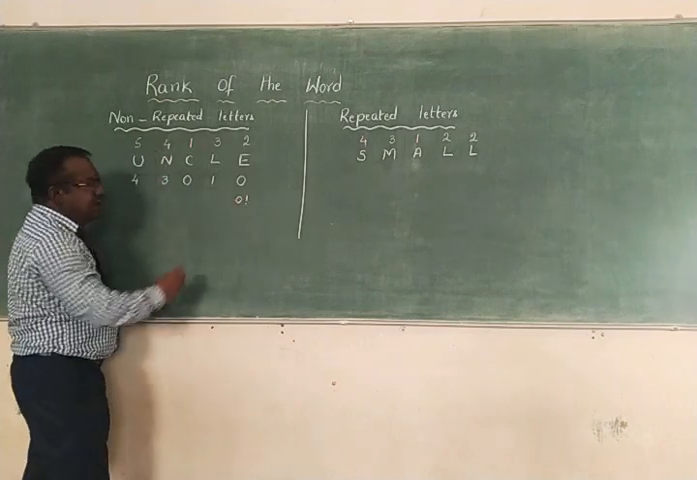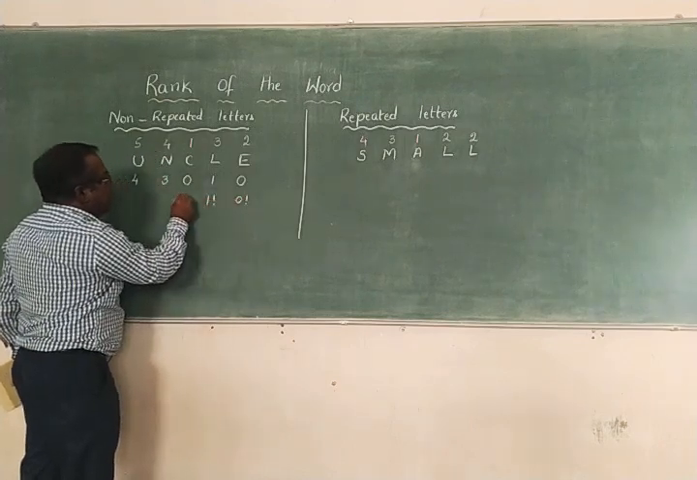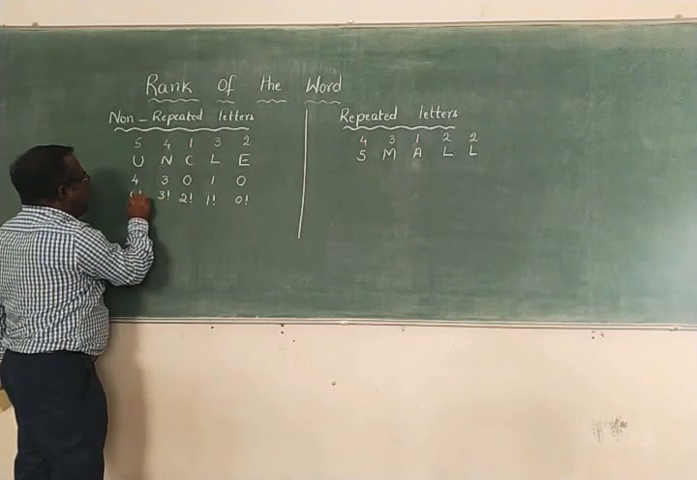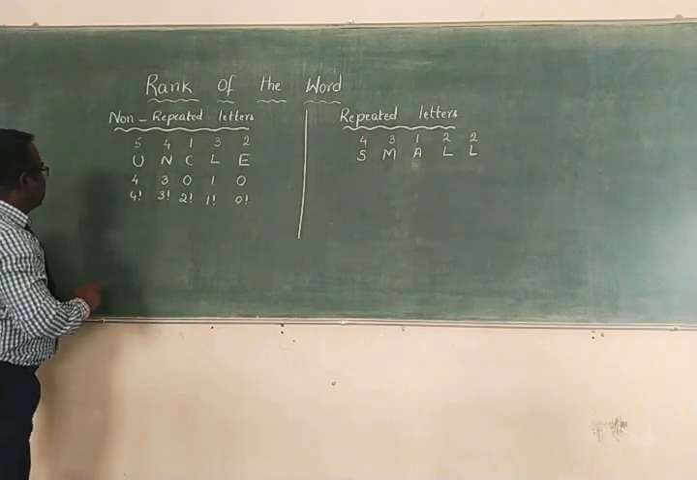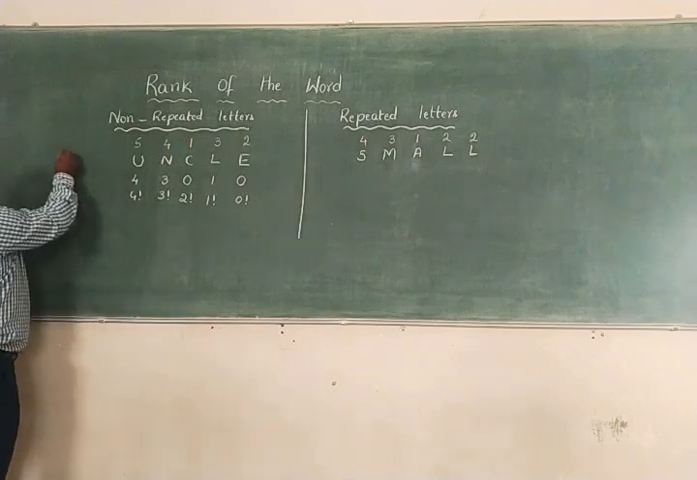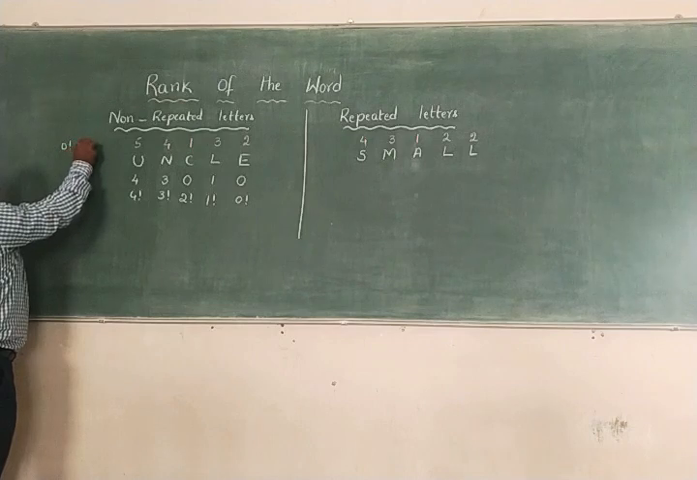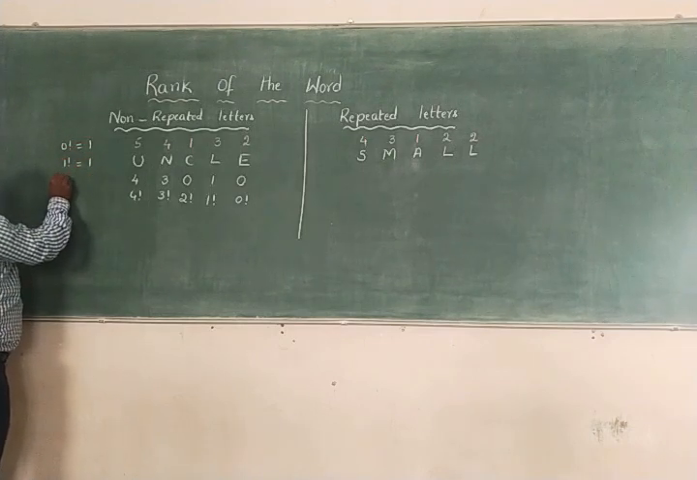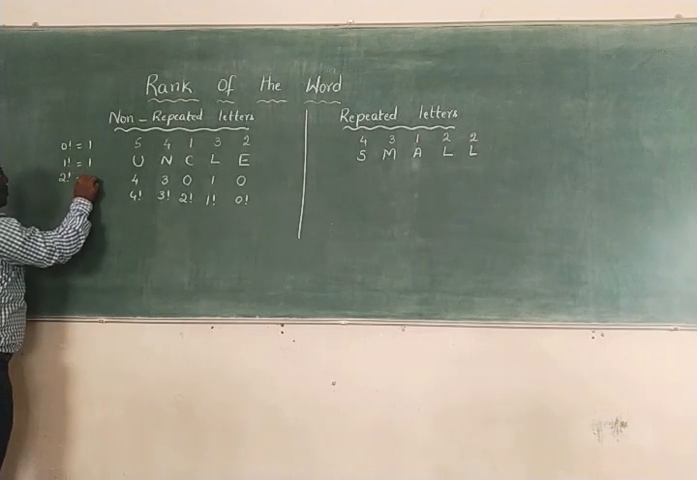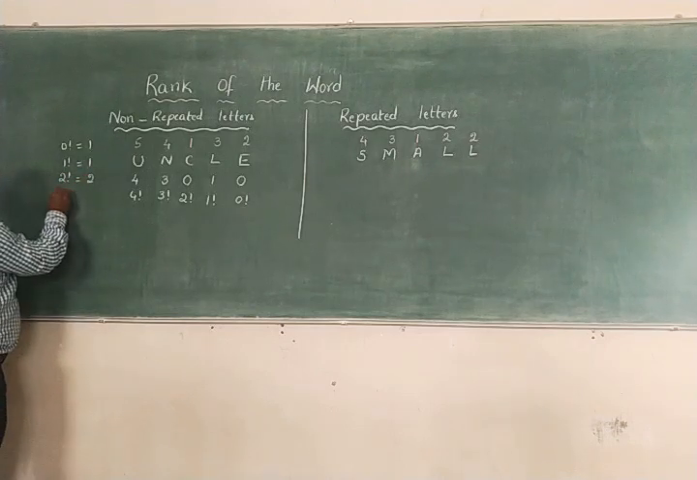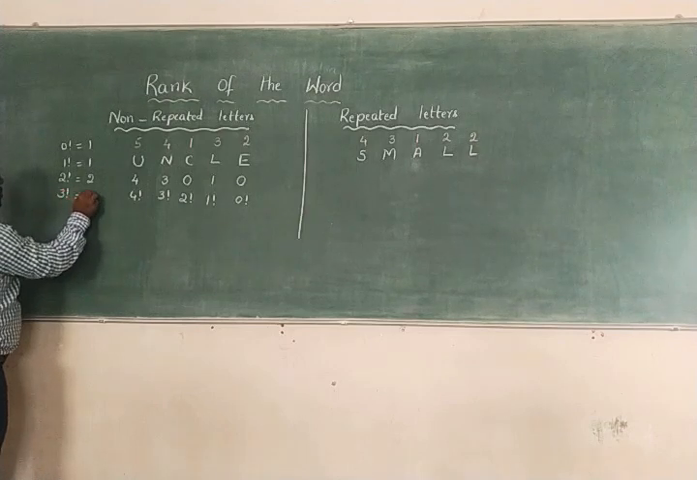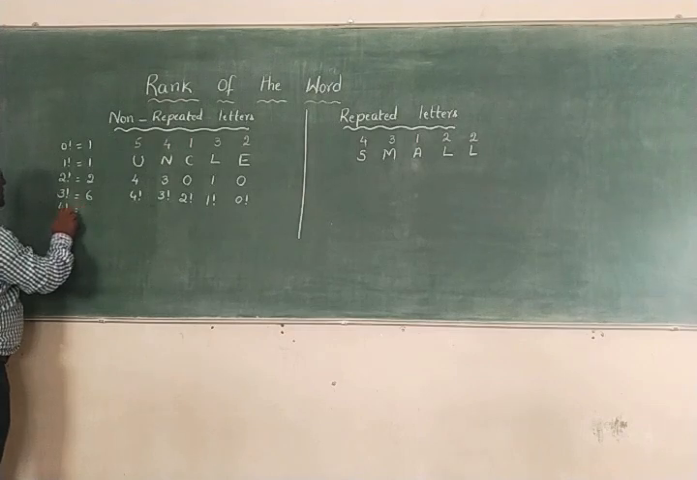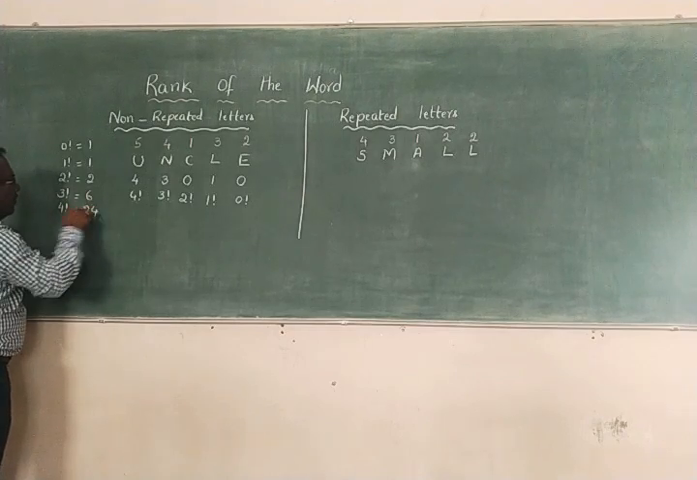0 factorial, 1 factorial, 2 factorial, 3 factorial, 4 factorial. Right. Now, look here. 0 factorial is equal to 1. 1 factorial is equal to 1. 2 factorial is equal to 2 into 1 is 2. 3 factorial is equal to 6. 4 factorial is equal to 6 fours are 24.